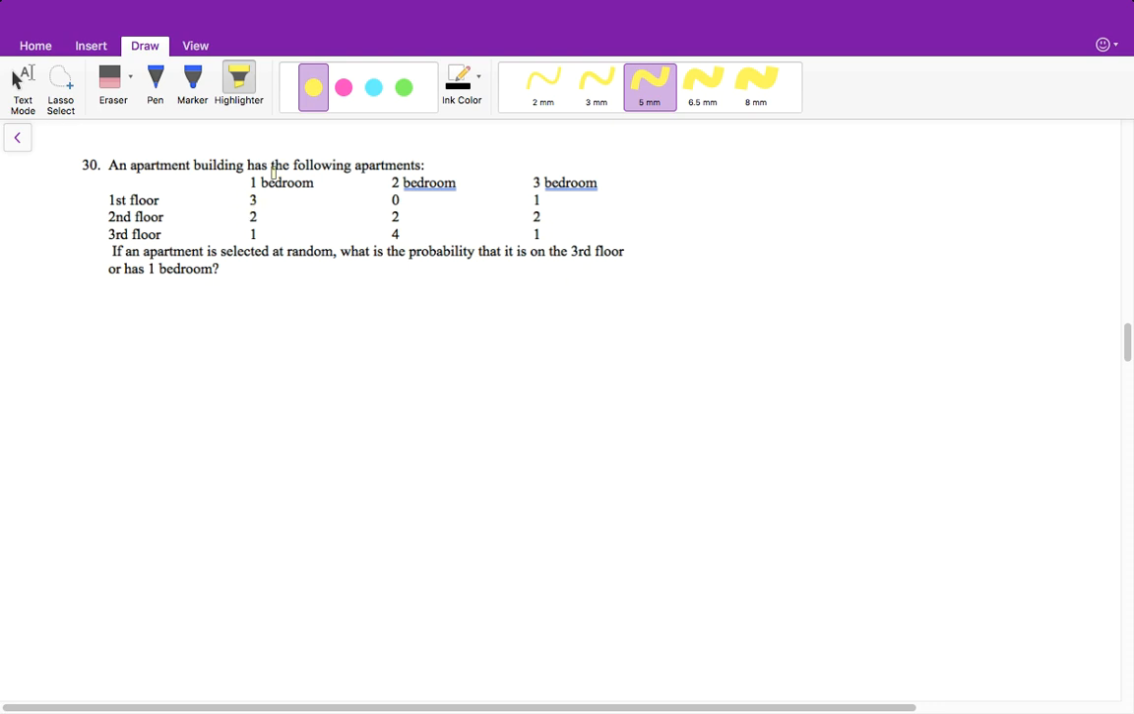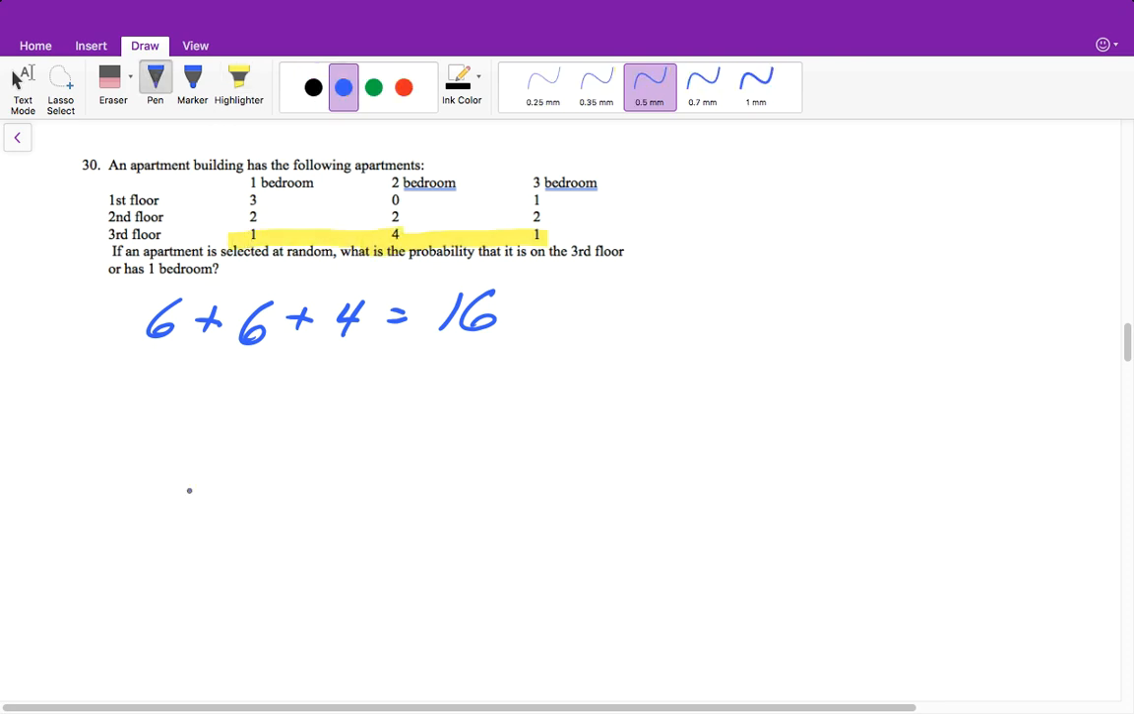So if I'm choosing the apartment, well, first, before we do that, actually, let's figure out how many total apartments we have. So this one, we have 6. 3 plus 2 plus 1 is 6. This one, 2 plus 4 is 6. And then we have 4, 3 bedrooms. So that means we have a total of 16 apartments. That's how many apartments we have in this complex. So then our 3rd floor, we have a total of 6 3rd floor apartments. So we can then do 6 over 16.